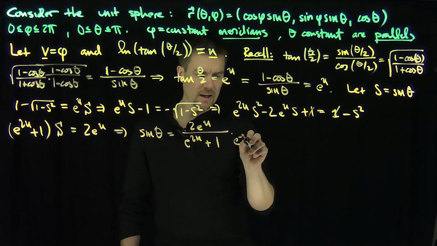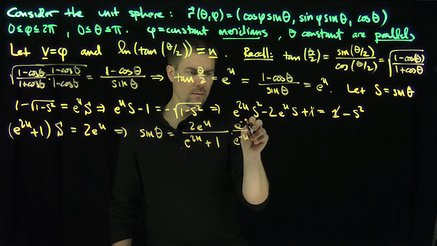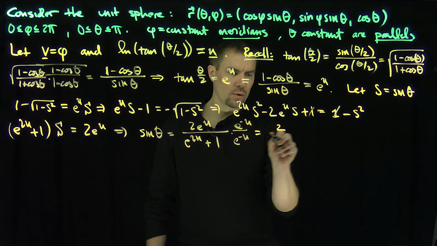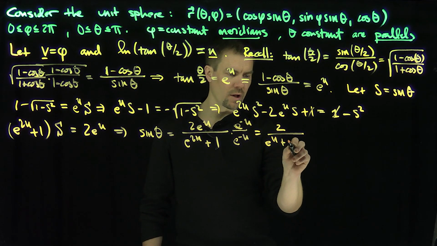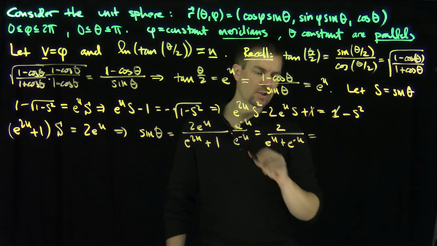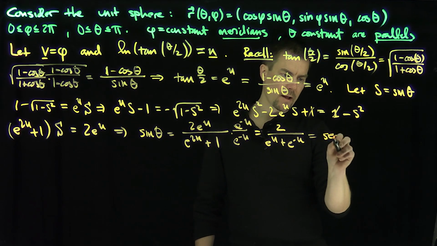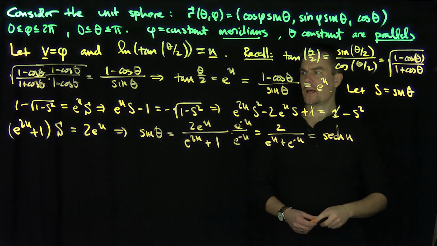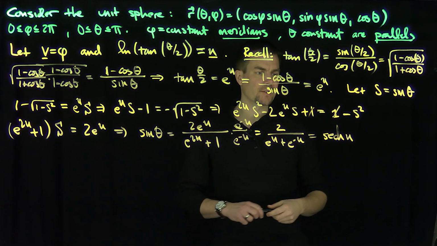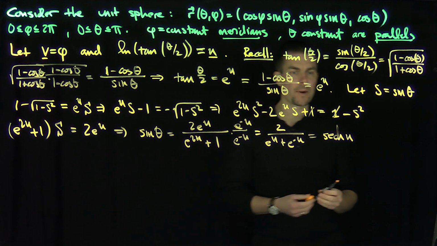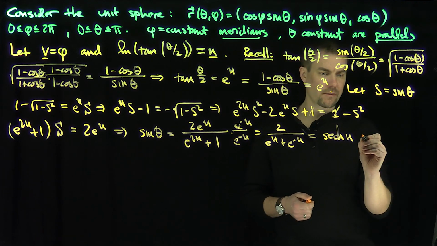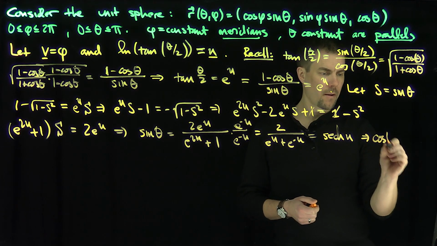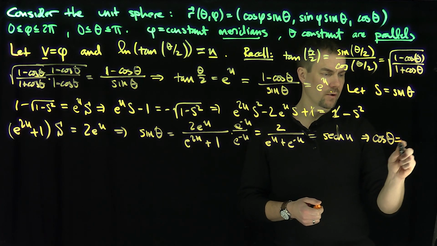If we scale the top and bottom by e to the negative u, then this becomes 2 over e to the u plus e to the negative u, and that's just the reciprocal of hyperbolic cosine, so that's hyperbolic secant of u. Excellent. And of course, what's that going to force the cosine to be? That's going to force the cosine of theta to be the hyperbolic tangent of u, right?